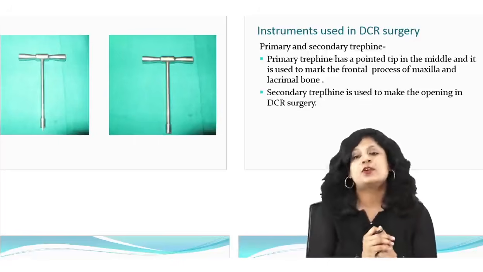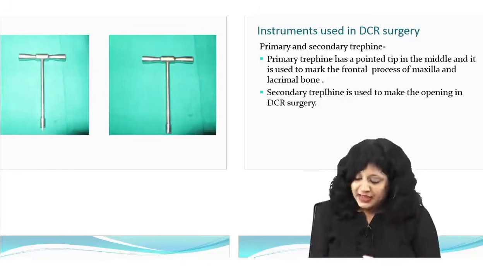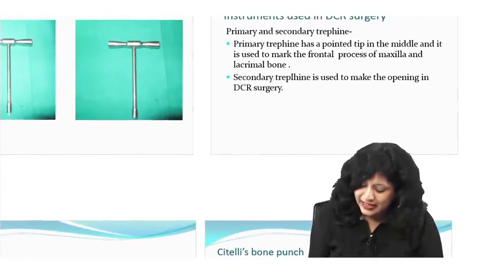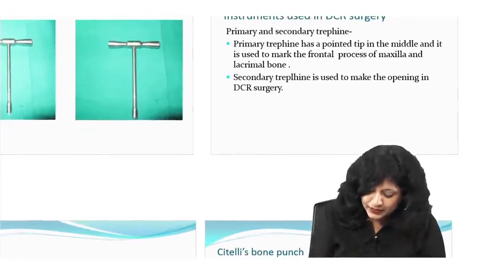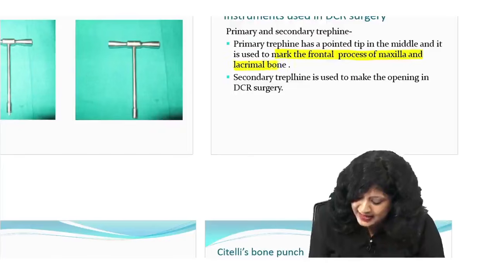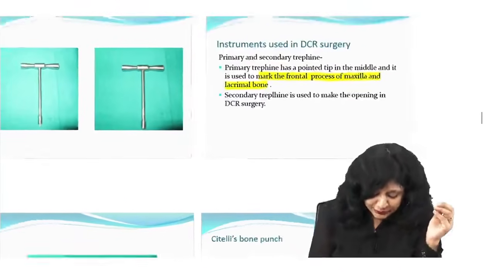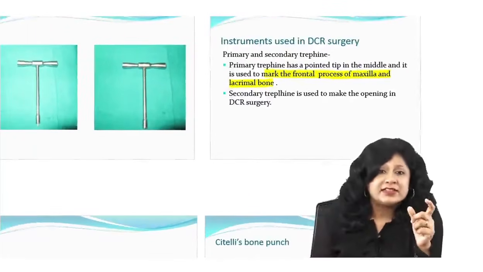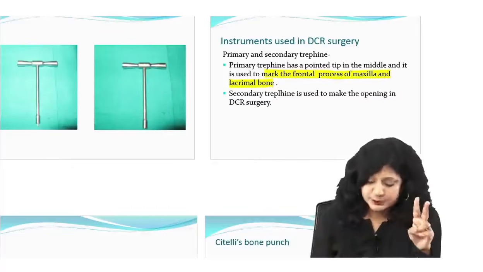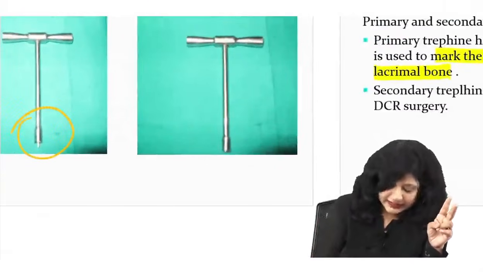Now these are called trephines, primary trephine and secondary trephine. What happens, it has got a pointed tip in the middle and it is used to mark actually the frontal process of the maxilla and the lacrimal bone. The primary trephine has a pointed tip. Can you see both are trephines? If you see the topmost portion, now if you see the tips, one has a pointed tip, this one is your pointed tip.